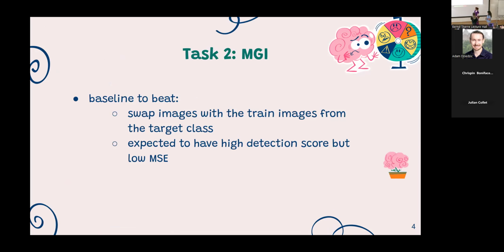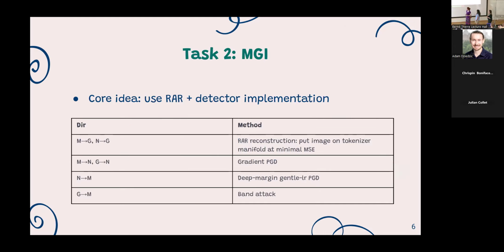For the second task, we first approached it by creating a nice baseline for ourselves to improve. I think a lot of people started like this: basically swapping the images with images from the training set of the target class that we are targeting. Of course, this was expected to have a high detection score, but a very low MSE. So then we looked at what we have available. We used the RAR model basically for our advantage, and also the implementation from the MGI paper.